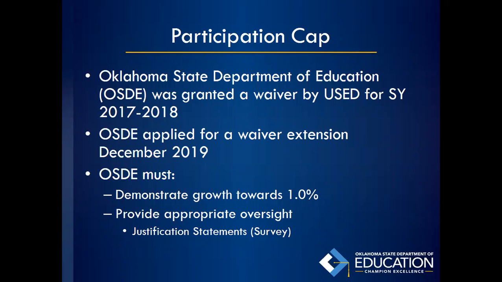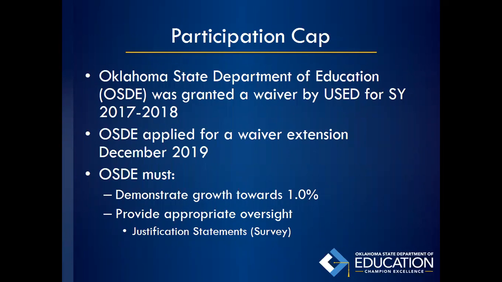And within these waiver requests, the main component is Oklahoma must demonstrate growth towards that 1%. So I think 2 or 3 years ago we were at 1.67 at last testing window. Our preliminary data showed, I think, 1.65. So we're making some growth, not as much growth as we would like.